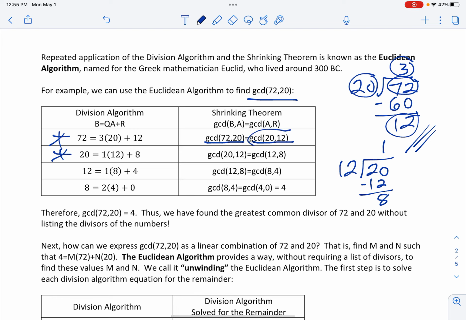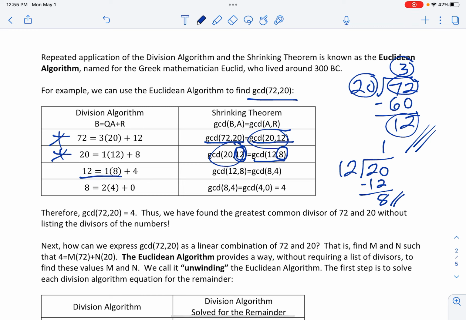So the original one here, now I go here. And then my new one is the smaller number and my remainder that I just got there. And then you repeat that process, right? So now 12 goes into 8. I won't write it. 8 goes into 12. 8 goes into 12 one time with 4 remainder, right?